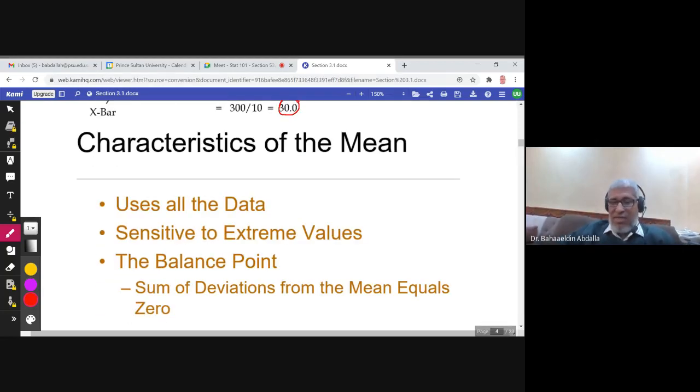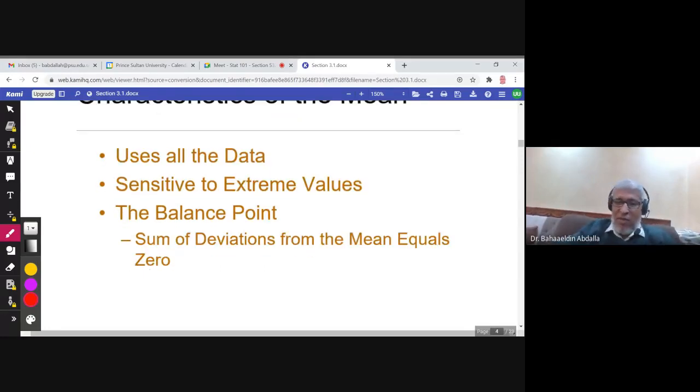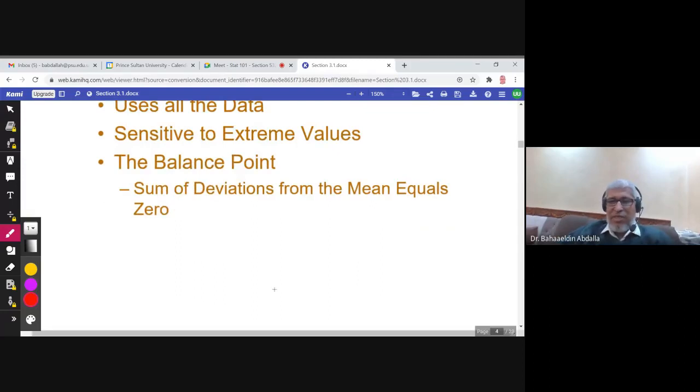Of course, you will understand these two characteristics, even the three characteristics, better when we talk about the median and the mode. You will see that some of the other measures do not necessarily use all the data or are not necessarily sensitive to extreme values. But now you know that the mean uses all the data and is sensitive to extreme values, and it is the balance point. What is the meaning of the balance point? It means that X bar is in the center. It measures the center.